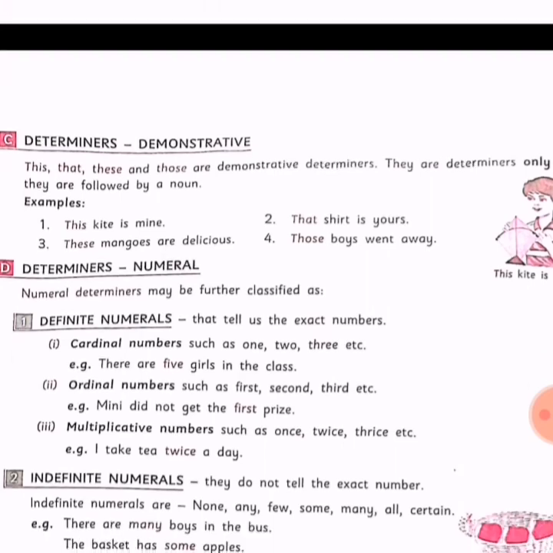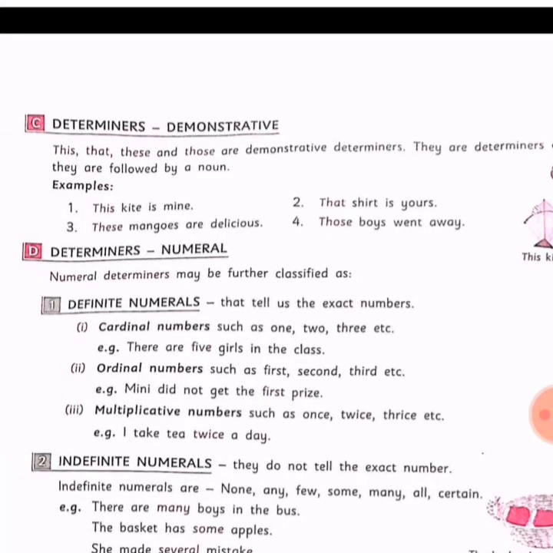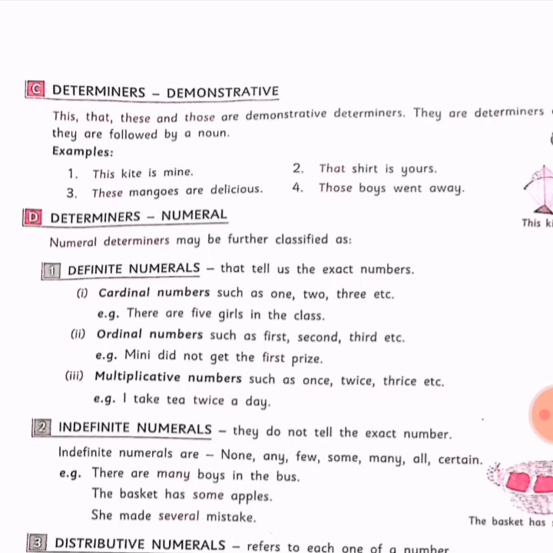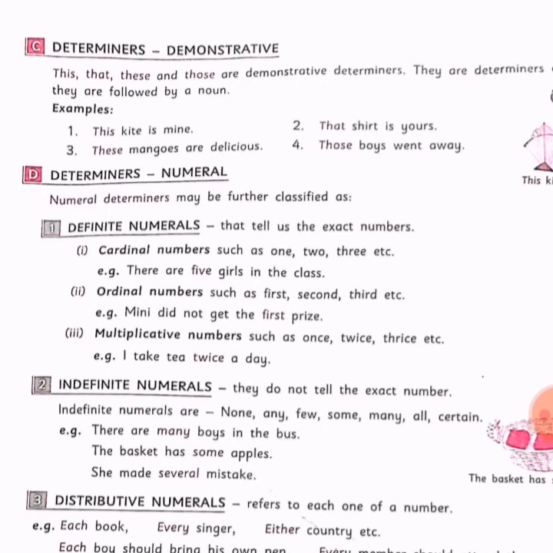Now the next one is numeral determiners. Numeral itself means numbers. It is further classified into different parts. First, definite numerals that tell us the exact numbers, like cardinal numbers: 1, 2, 3, etc. Like, there are 5 girls in the class. The second one is ordinal numbers, which show position, like first, second, third. Mini did not get the first prize. So first is an ordinal numeral determiner.